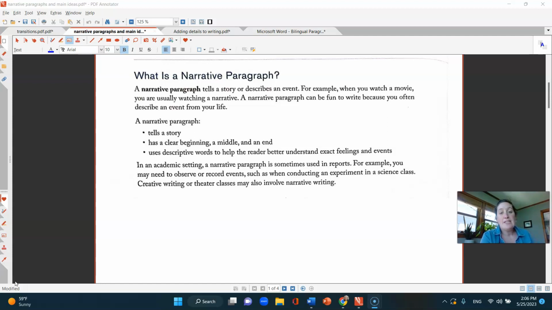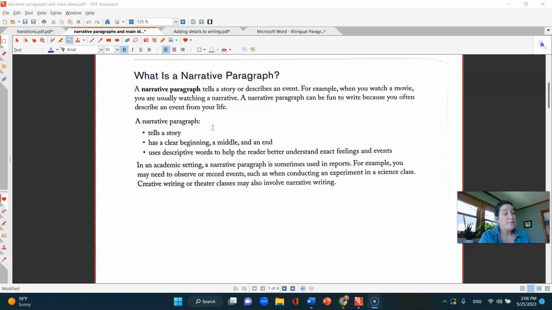Narrative paragraphs tell a story or describe an event. For example, when you watch a movie, you are usually watching a narrative. The same when you read a book, a novel. You are reading a narrative. A narrative paragraph can be fun to write because you often describe an event from your own life.